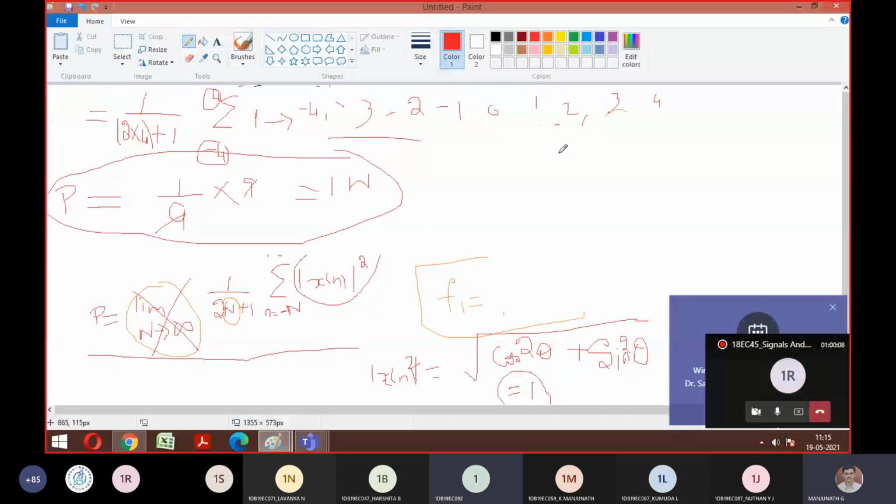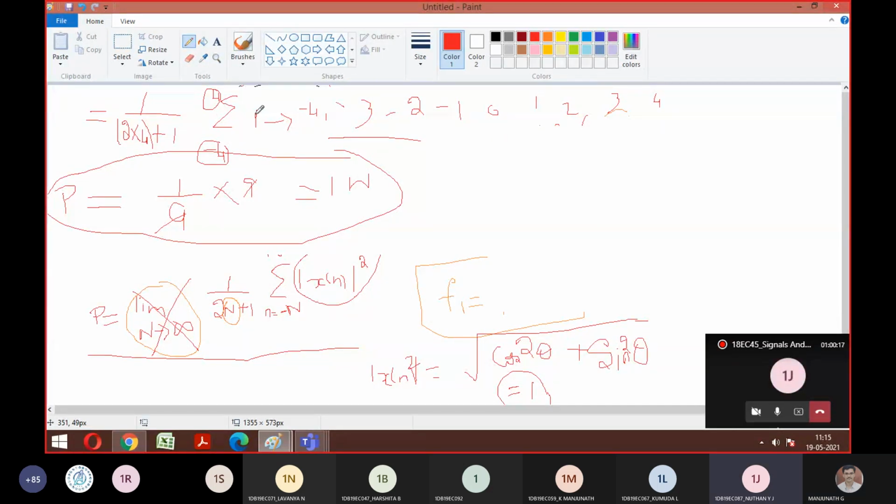This is n. We have proved the magnitude of x of n is equal to 1. This whole square, we have proved it as 1. Correct? So this complete value is equal to 1.